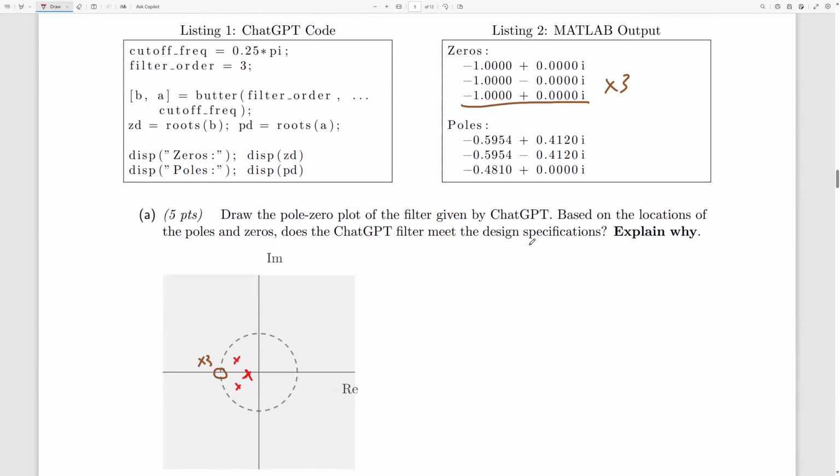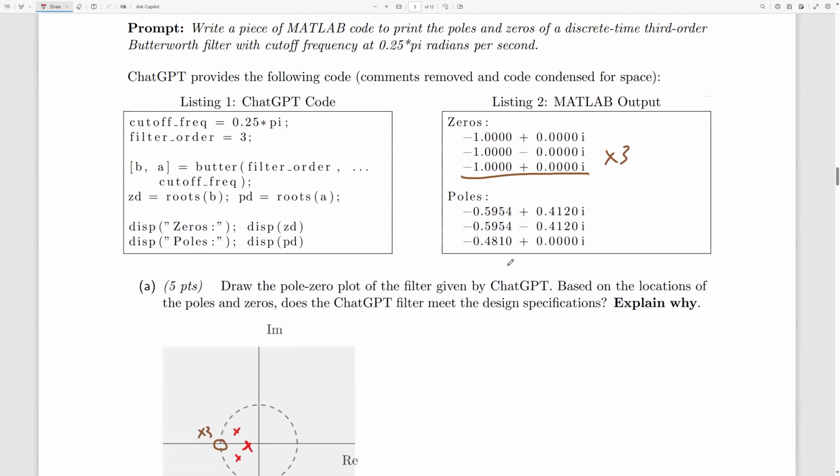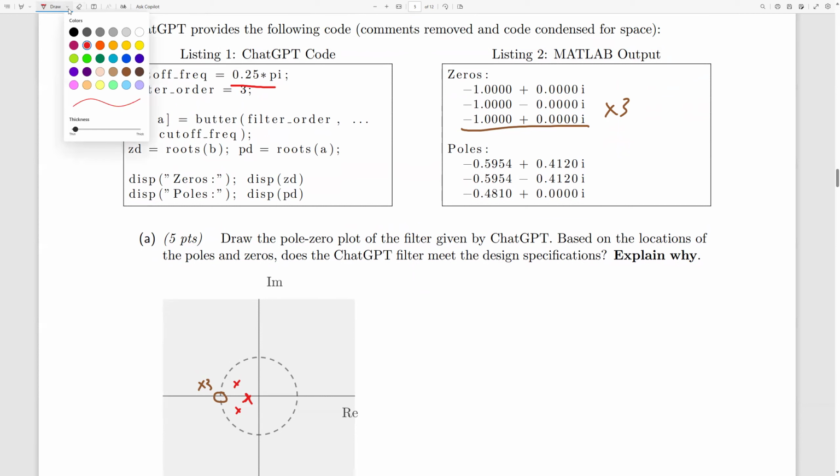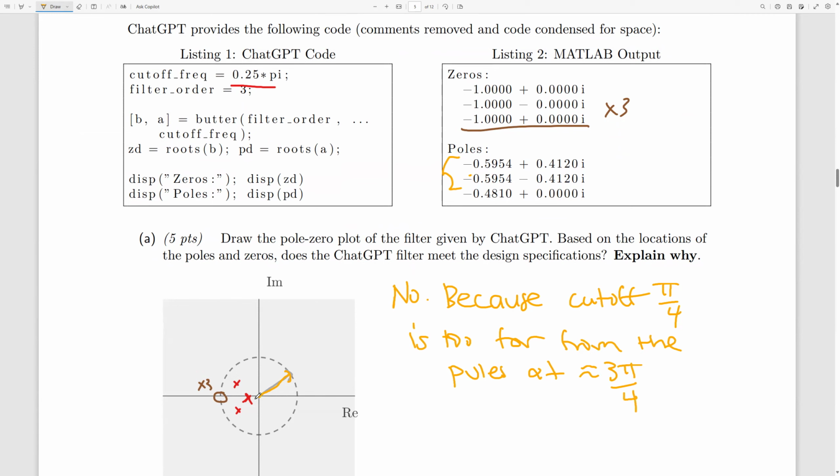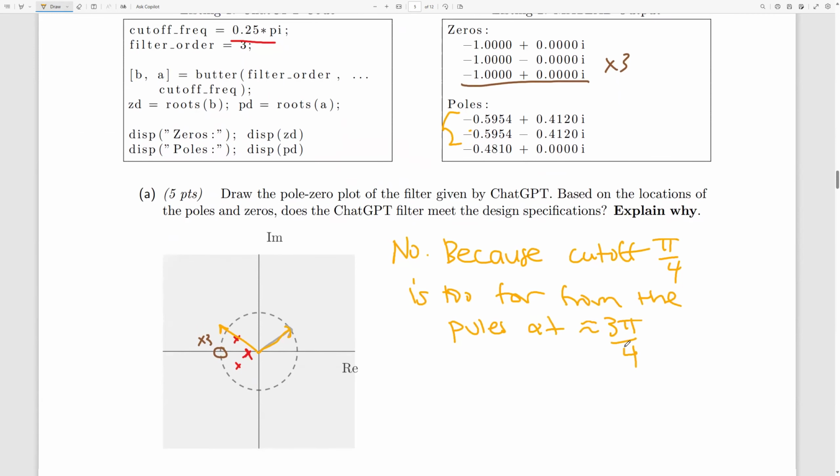Now, does it meet the design specifications? Explain why. You have to recall their cutoff frequency is actually 0.25 pi, so that's going to be here. Let's use orange again. And you'll see that the answer is basically no. The cutoff frequency pi over 4 is too far from the poles at those locations. In the solutions you might look at something close to 3 pi over 4 because they're angled the other way. Because of that, it's not a very good filter.